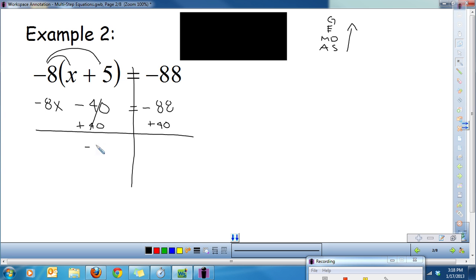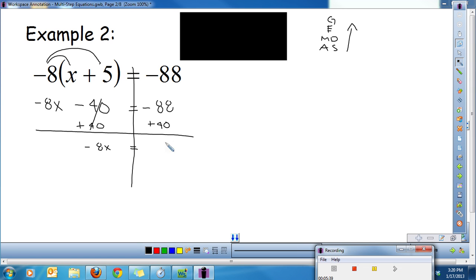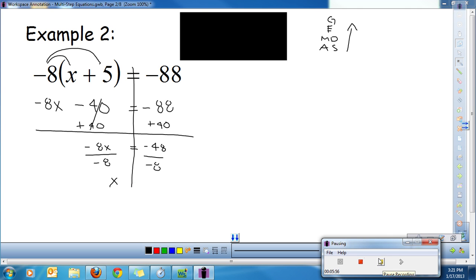These cancel. I'm left with negative 8x equals negative 88 plus 40, which is negative 48. I want to get x alone, and right now it's saying negative 8 times x. So to undo that, I'm going to divide by negative 8. Negative 48 divided by negative 8 is a positive 6.